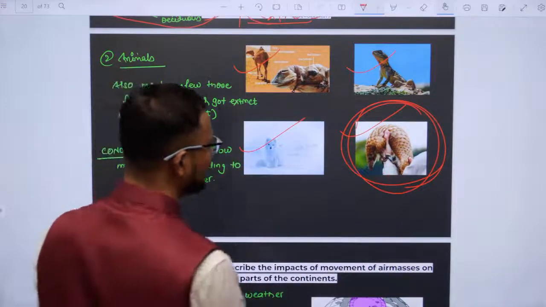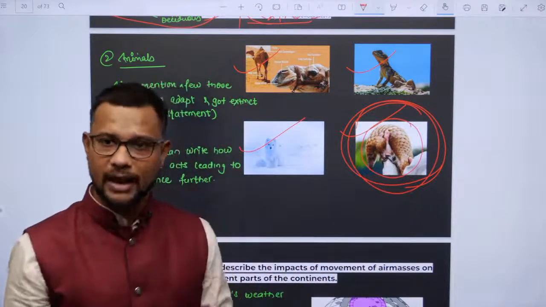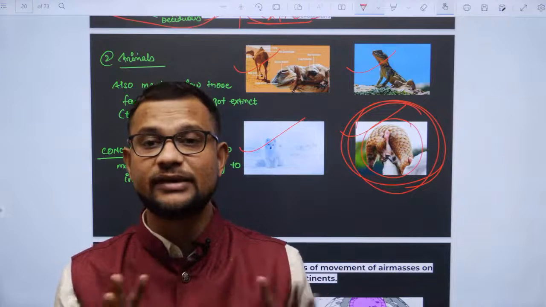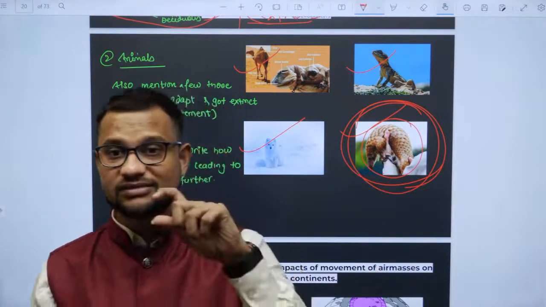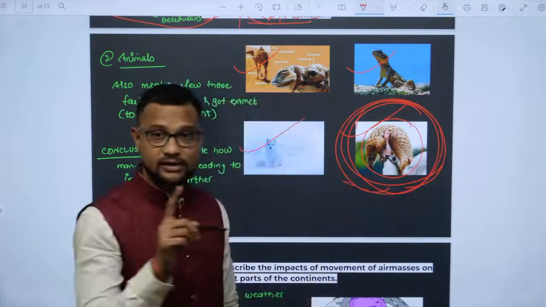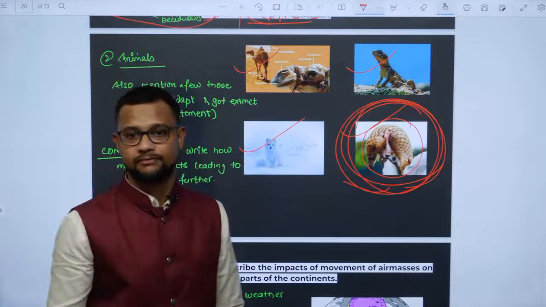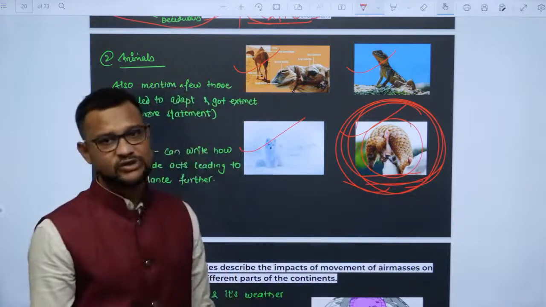And what is the speciality of the pangolin? It is the only scaly mammal. Look, it is a mammal, but it is the only scaly mammal. So are you getting this thing? It is adaptation only. Somehow it is lying somewhere where you will find a regular threat to its life, and that's how it is able to survive. This is what you have to write, right?